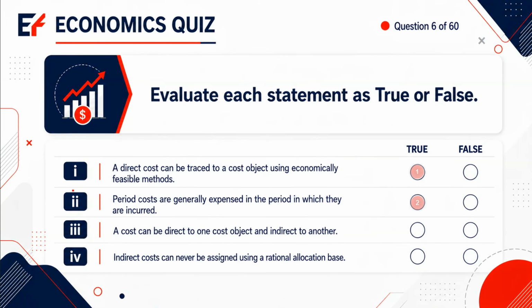A cost can be direct to one cost object and indirect to another. The correct answer is true. Indirect costs can never be assigned using a rational allocation base. The correct answer is false.